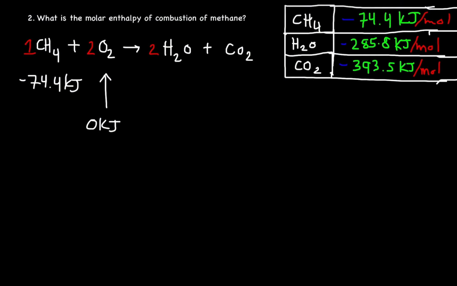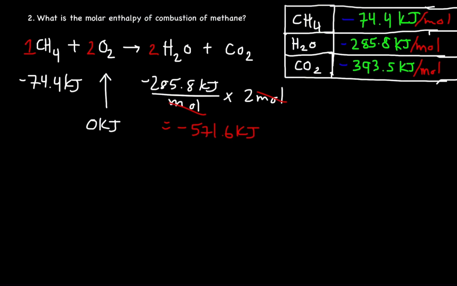Now for water, it's negative 285.8 kilojoule per mole, and there's 2 mole of water in this reaction, so the unit mole cancels. That gives negative 571.6 kilojoule. For carbon dioxide, there's only 1 mole, so for carbon dioxide it's negative 393.5 kilojoule.